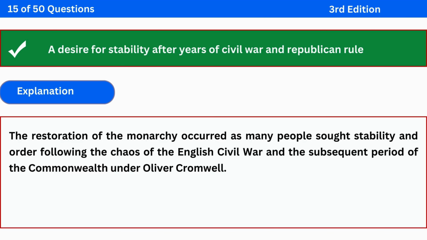The correct answer is a desire for stability after years of civil war and republican rule. Explanation: the restoration of the monarchy occurred as many people sought stability and order following the chaos of the English Civil War and the subsequent period of the Commonwealth under Oliver Cromwell.